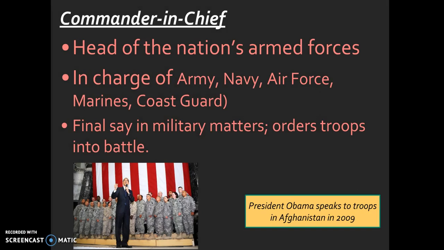Another role of the president is commander in chief. And as commander in chief, the president is the head of the nation's armed forces. He's in charge of the Army, Navy, Air Force, Marines, Coast Guard, and he has the final say in military matters. He orders troops into battle. So we know that Congress and the legislative branch declares war, but the president is the commander in chief of the armed services, and he's the one who puts troops into battle. This picture here is President Obama speaking to troops in Afghanistan in 2009 as the commander in chief.